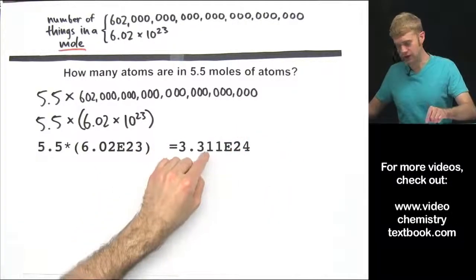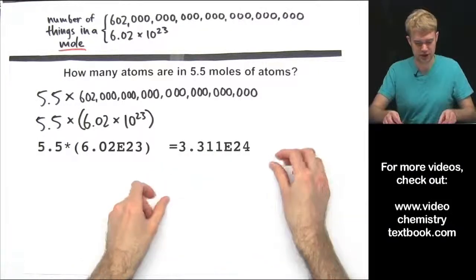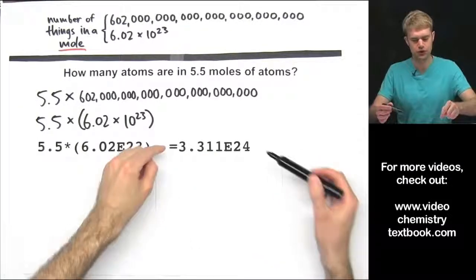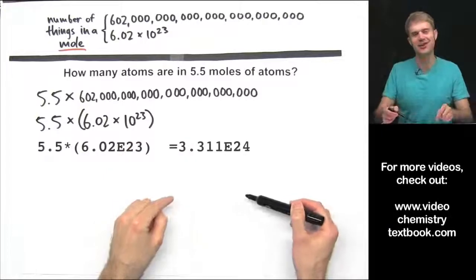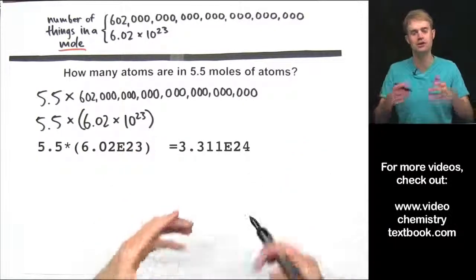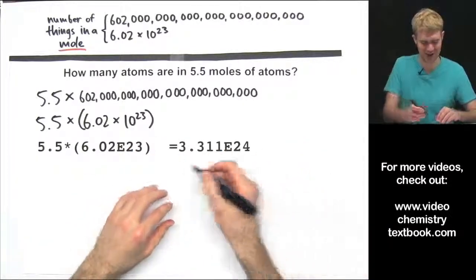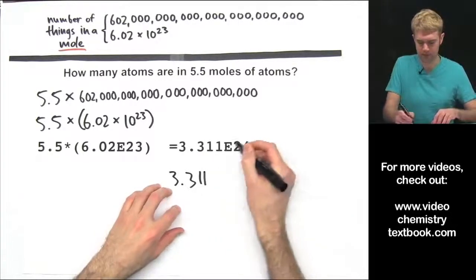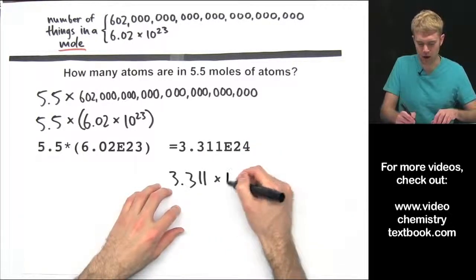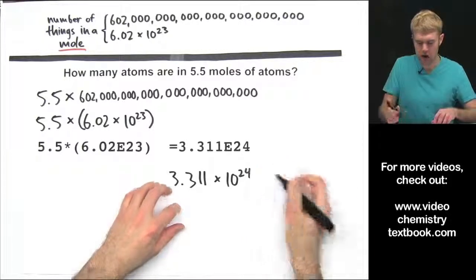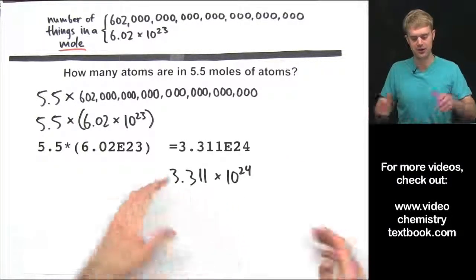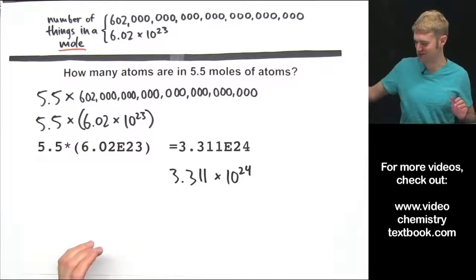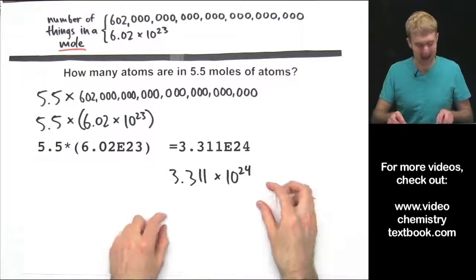There are two things that I need to do to this answer. The first thing I need to do is sort of take it out of calculator scientific notation and put it into normal person scientific notation. So I'm going to write 3.311 times 10 to the 24th. Okay, so now it's in regular person scientific notation, but the next thing that we've got to do is take into account significant figures.